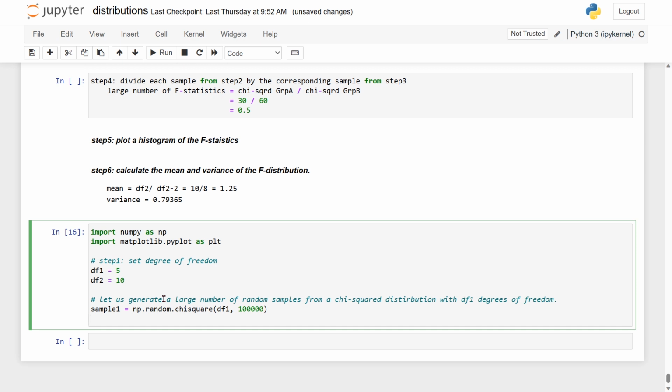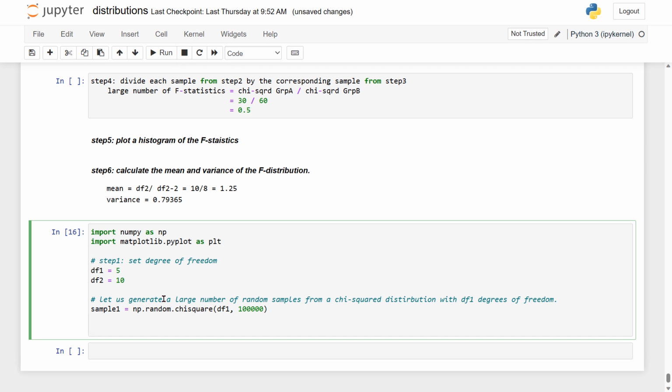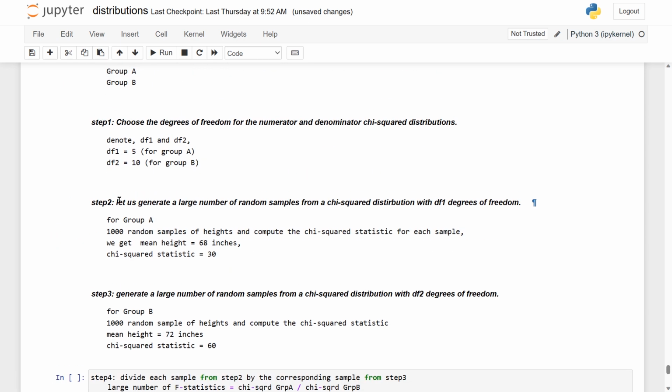So step 2 is done. Next, step 3. Same thing with group B.